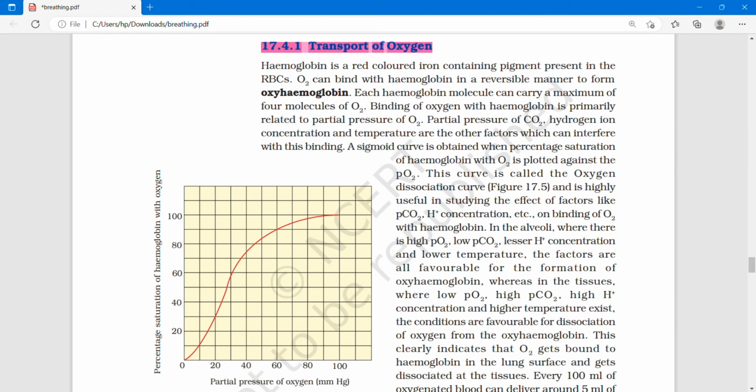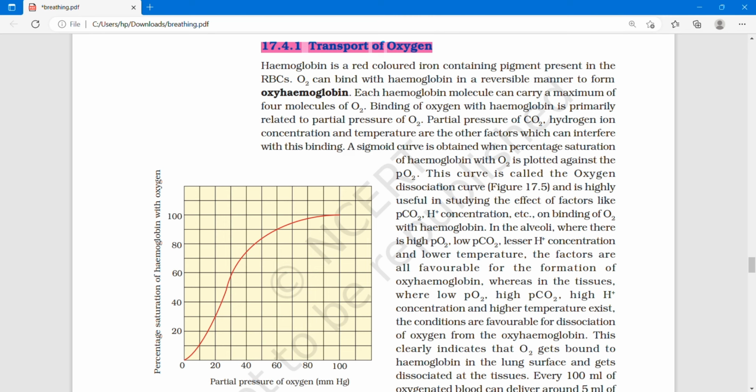A sigmoid curve is obtained when the percentage saturation of hemoglobin with O2 is plotted against the PO2. This curve is called the oxygen dissociation curve, that is given in figure 17.5, and is highly useful in studying the effect of factors like PCO2, that is H plus concentration etc. on binding O2 with hemoglobin. In alveoli, where there is a high PO2, low PCO2, lesser H plus concentration and lower temperature, the factors are all favorable for the formation of oxyhemoglobin, whereas in the tissue, where low PO2, high PCO2, high H plus concentration and higher temperature exist, the conditions are favorable for dissociation of oxygen from the oxyhemoglobin.